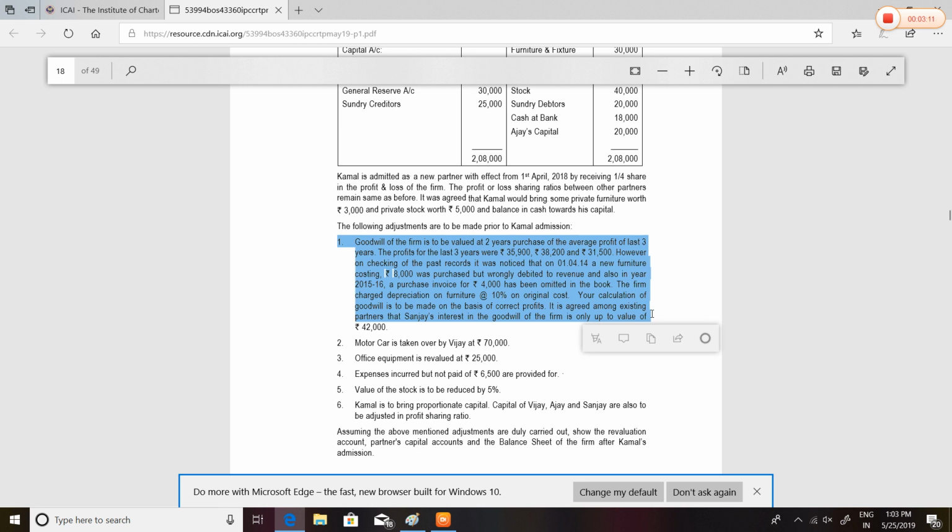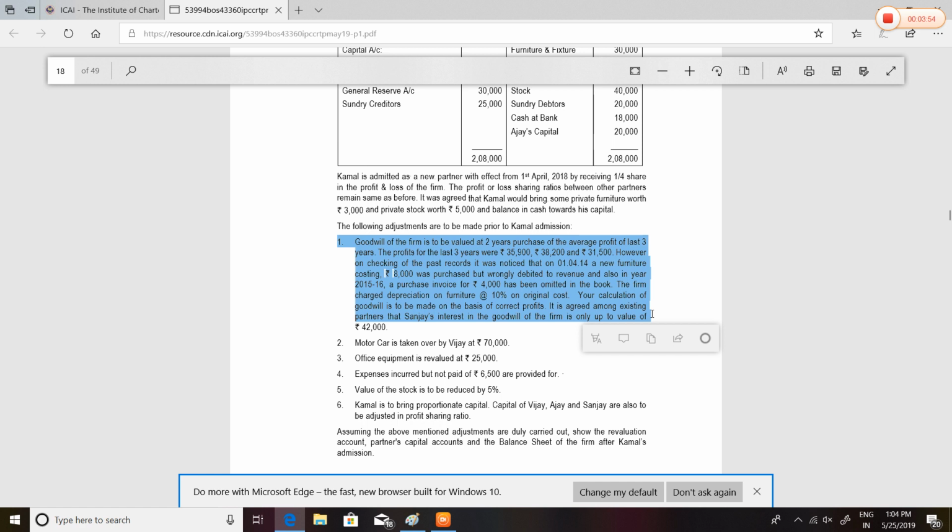Goodwill of the firm is to be valued at 2 years purchase of the average profits of the last 3 years. Okay, the profits for the last 3 years were 35,900, 38,200, and 31,500. However, on checking the past records, it was noticed that on 1st April 2014, a new furniture costing 8,000 was purchased but wrongly debited to revenue. And also in the year 2015-16, a purchase invoice of rupees 4,000 has been omitted in the book.